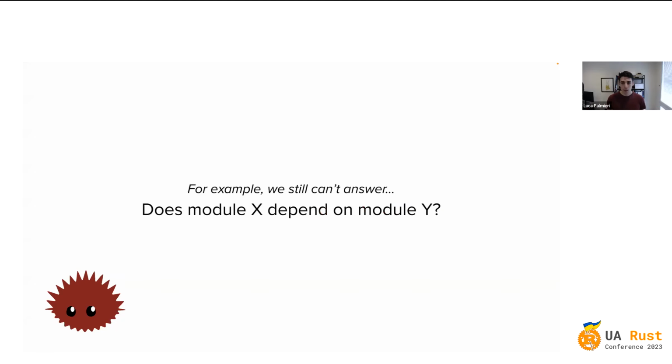So if we go back to the question that I was asking at the beginning, which is, does module X depend on module Y? We still can't answer this question with Rustdoc's JSON. We can answer a weaker question, which is, do functions in module X or types use any type from module Y in their public API? We can answer that question because we can check the API. But if something happens in the function body, like invoking a function defined in module Y, we can't see it. So the question is still unanswerable, which is sad.